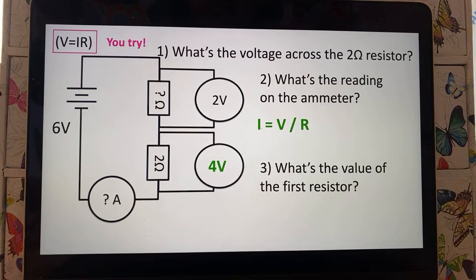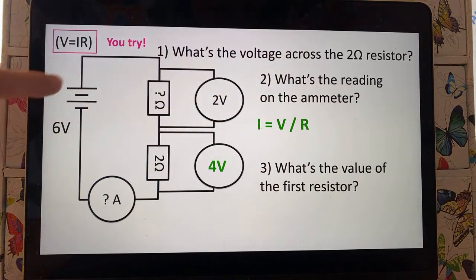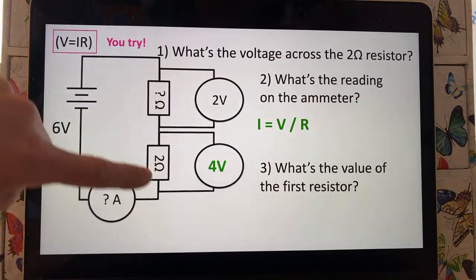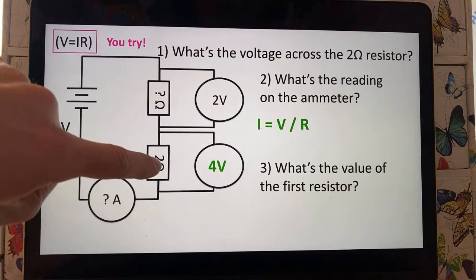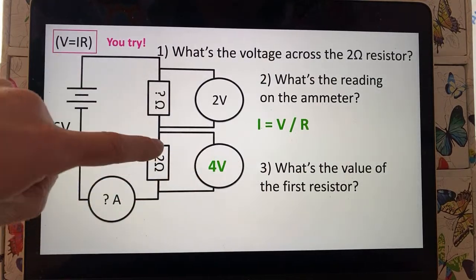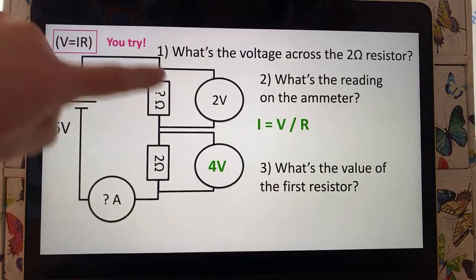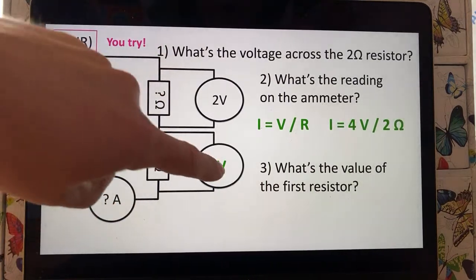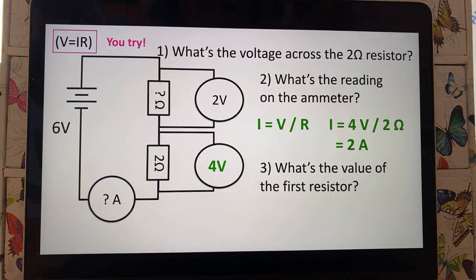The reading on the ammeter, oh, I love this stuff. So you might have thought, okay, I'll just do voltage divided by resistance, and the total voltage is 6, but you don't know the total resistance, right? This one resistor is a mystery. But you do know the resistance of this resistor and the voltage across that resistor. So you can work out the current flowing through that resistor, and then that tells you the current everywhere, right? Because it's always the same. So you can just do 4 volts divided by 2 ohms, which is 2 amps. So that's the ammeter reading.